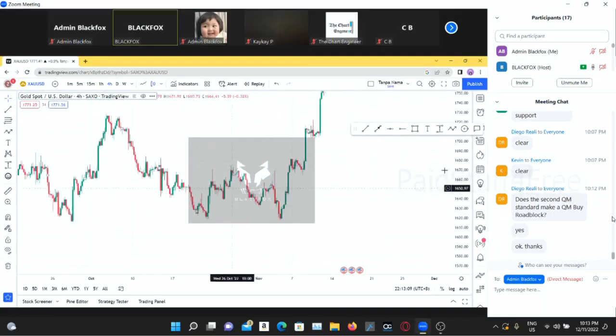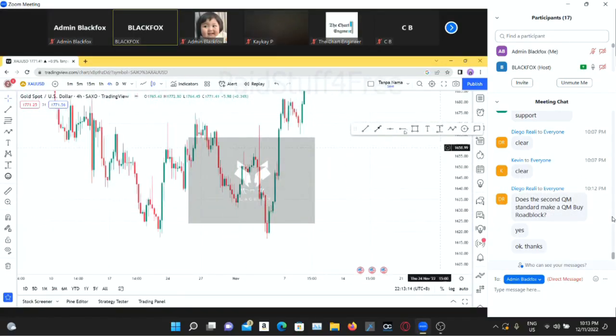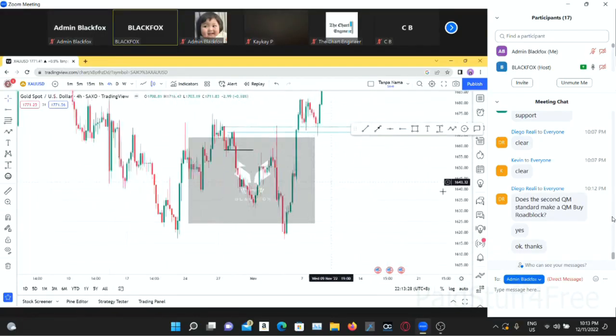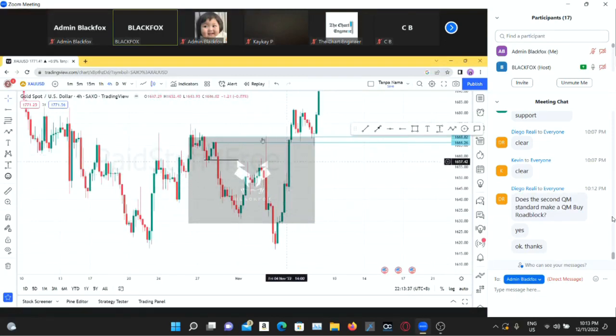So for example, like this, right? I give you an example like this one. This is the breakout setup. Sell at resistance, base level. Is that clear for this breakout setup sell?